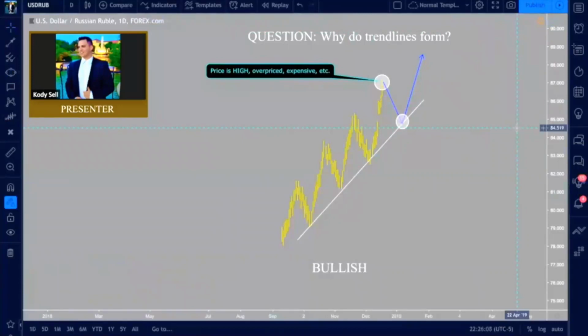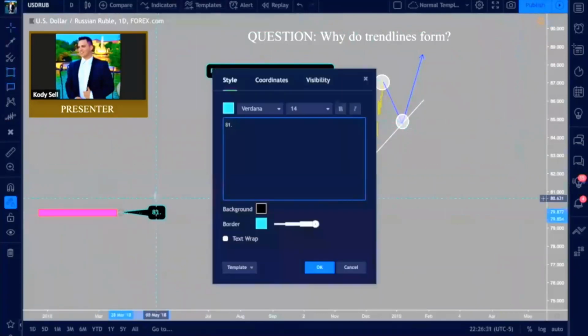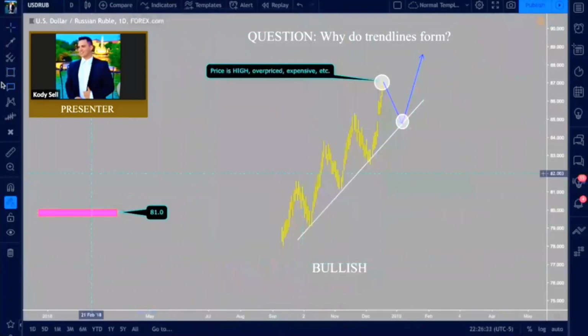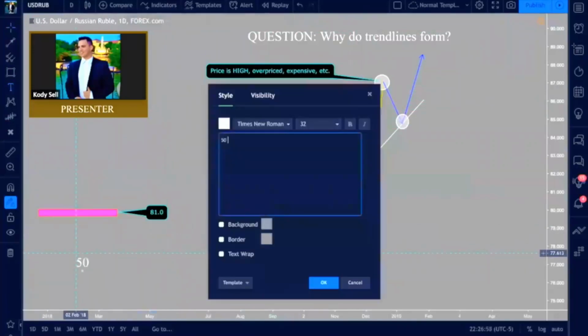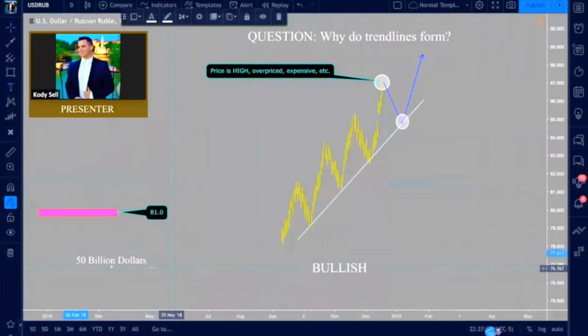Because we understand that big players are the ones that actually control the market trend, here's another way I want you to understand what a trend line really represents. So let's say that over here, we start off and price is at 81.0. And then let's say that some big institution has a total of $50 billion that they need to get rid of. So let's go ahead and write down $50 billion that they need to get rid of.